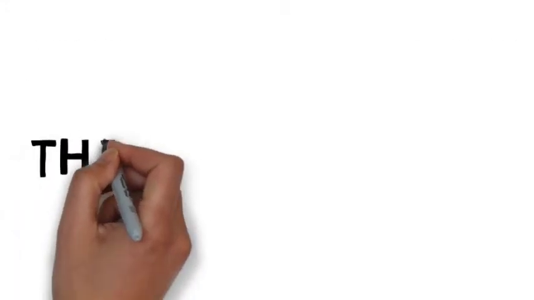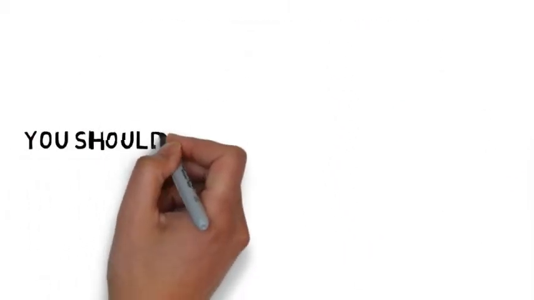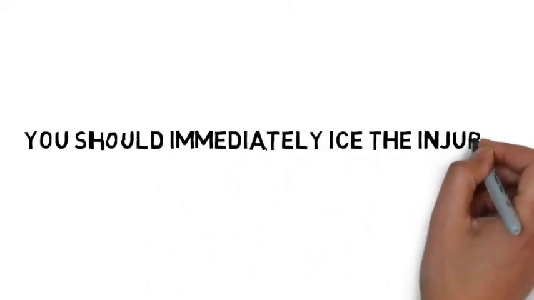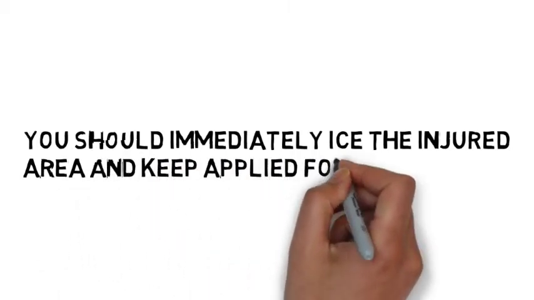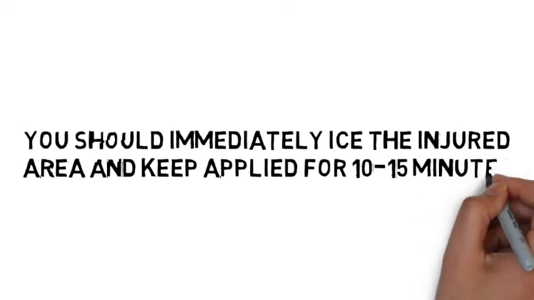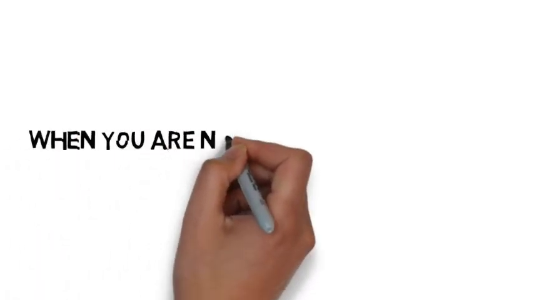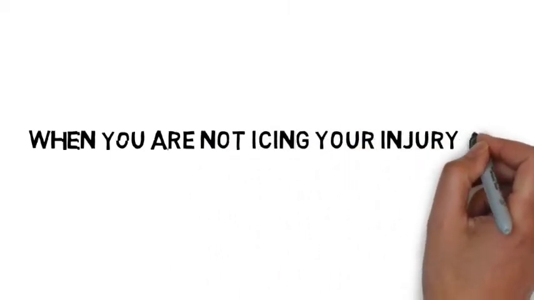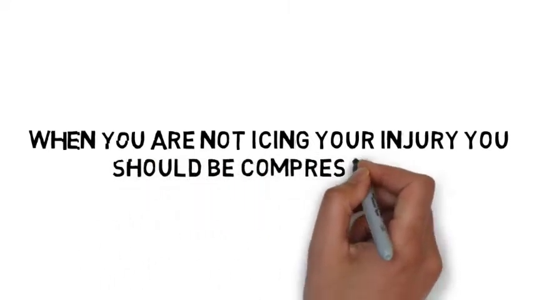Once the injured area is protected and is being rested, we move on to the I in the PRICE. The I stands for ice. You should immediately ice the injured area and keep the ice applied for 10 to 15 minutes. You should repeat this icing procedure every hour for the first 2 to 3 days. This means you'll be applying ice for 10 to 15 minutes of each and every hour for the first 2 to 3 days. When you're not icing the injury, you should be compressing it.